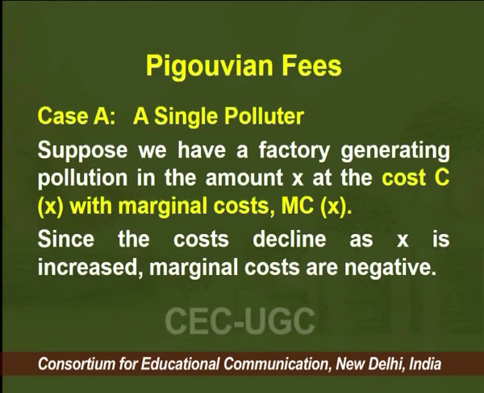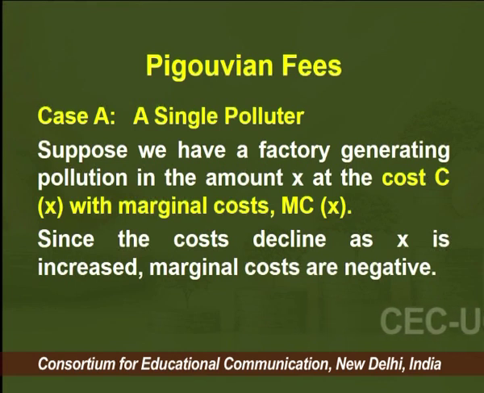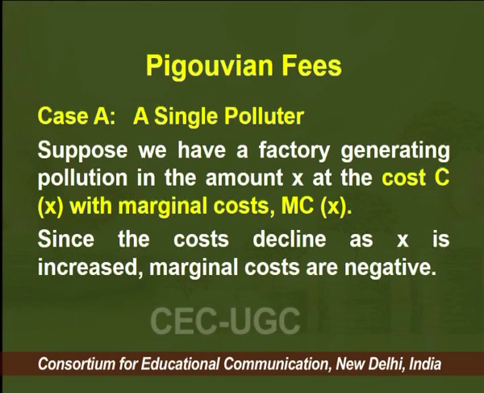Case A: a single polluter exists. Suppose we have a particular factory that is generating X amount of pollution at a cost which is C of X. So the cost is a function of pollution X, and it is associated with the marginal cost, which is just the first derivative of this cost, marginal cost MC(X).